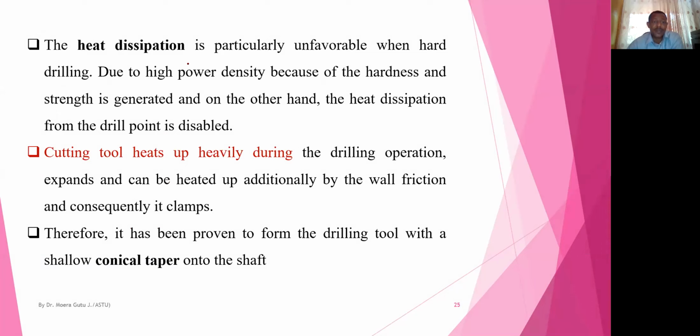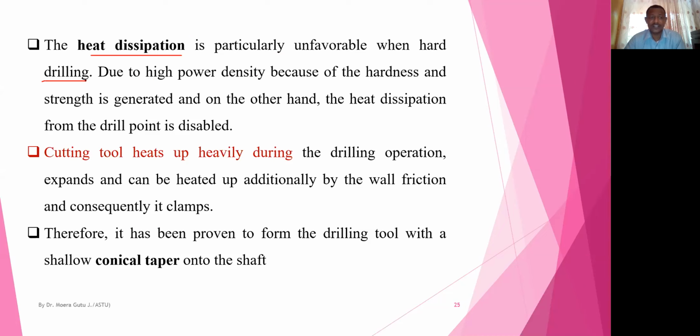So the heat dissipation, okay, one of the greatest problems in drilling is the heat concentration at the drill bit engagement with the hard workpiece, which is high. So we need a cutting tool which can dissipate the heat along its body, so that the heat concentration, which can make more deformation of the cutting tool, can be easier. So the heat dissipation is particularly unfavorable when hard drilling.